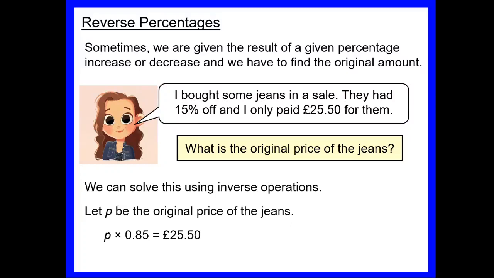So the reason this is called reverse percentages is because we want to know the original price. So we need to do that equation in reverse. Now when we reverse an equation, we use our inverse operations, meaning we do the opposite. So if we start with the £25.50, instead of multiplying by 0.85, the inverse of multiplying is dividing, so we're going to divide it by 0.85. £25.50 divided by 0.85 means the original price of the jeans was £30.